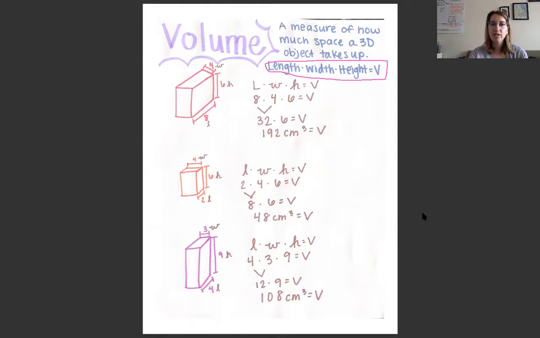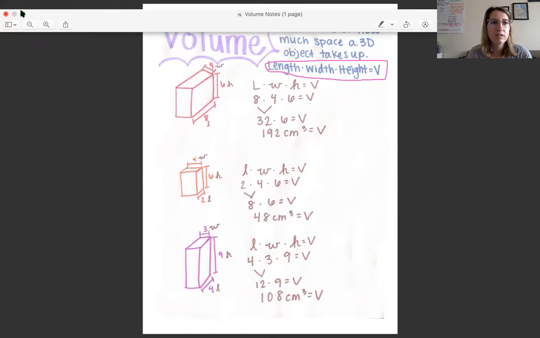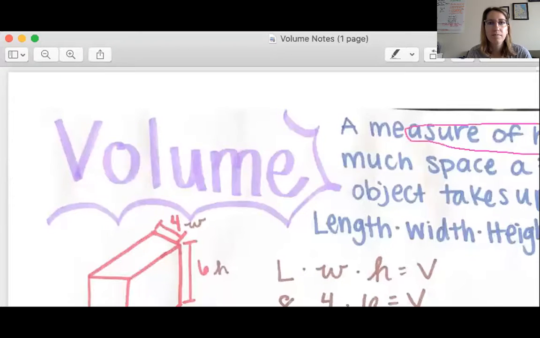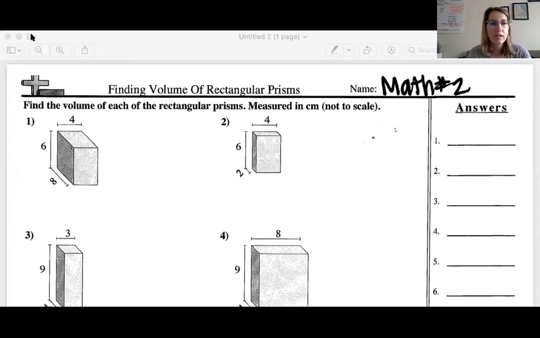So I'm going to leave this up so that you can write that down if you want to. Just give yourself a second. I'm going to stop the share here. All right, and we're going to share our practice problems right here.